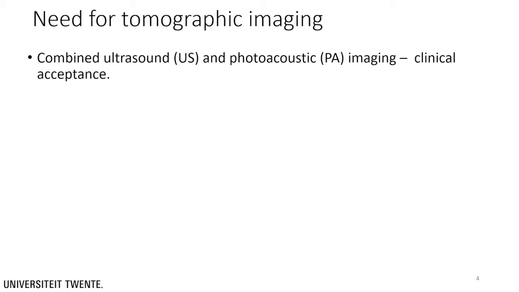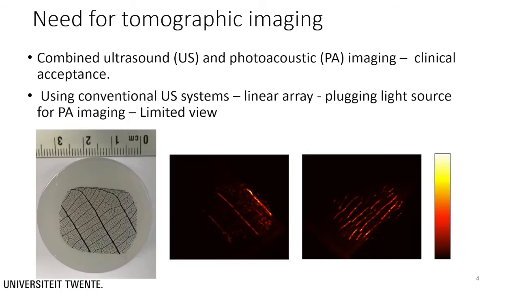One disadvantage of using conventional ultrasound systems with a linear array for photoacoustic imaging is the directivity of the transducer, resulting in a limited view. This is clear in the photoacoustic image of a leaf skeleton, as shown here, where a linear transducer was used to image from two different angles. And for each different angle, we only see a part of the phantom.